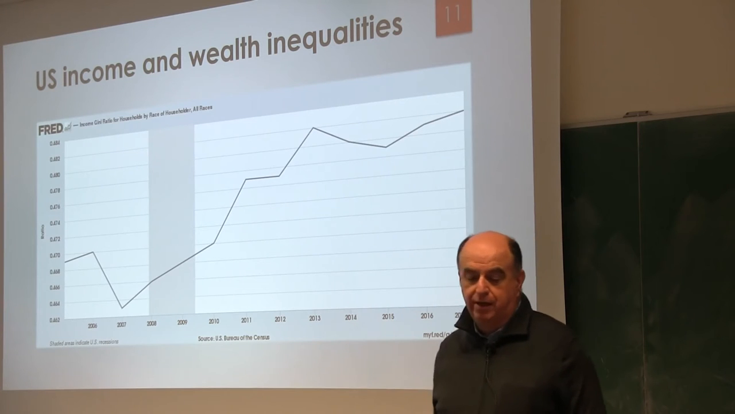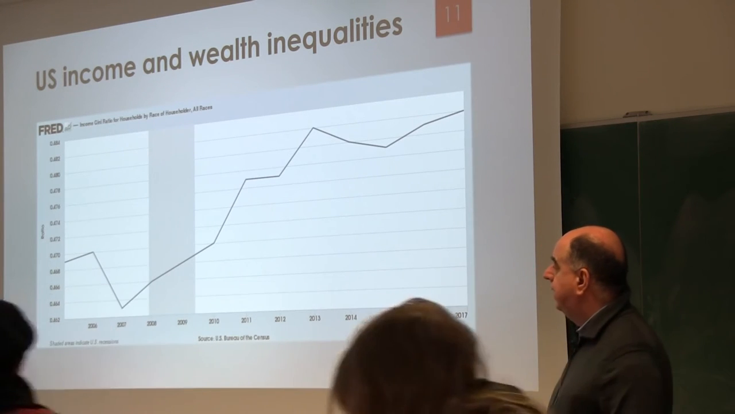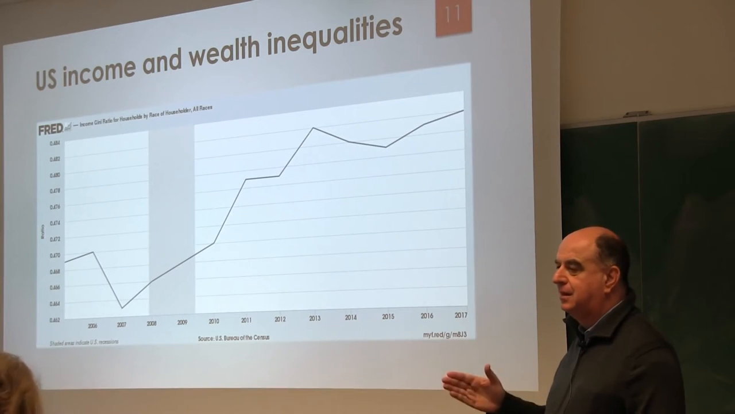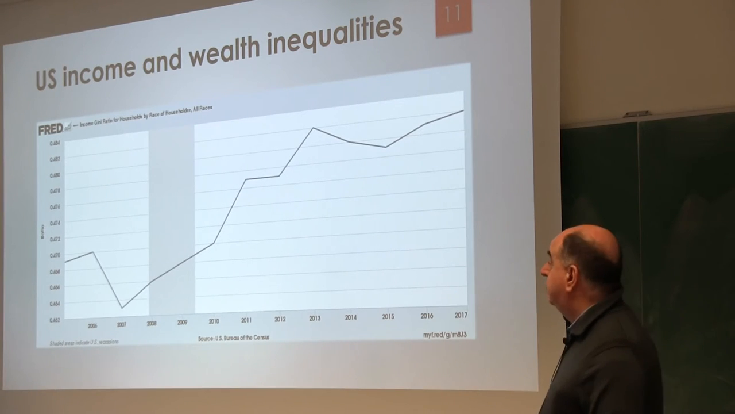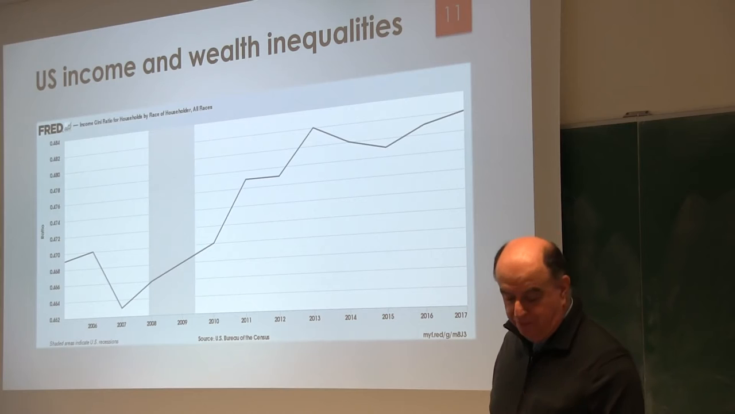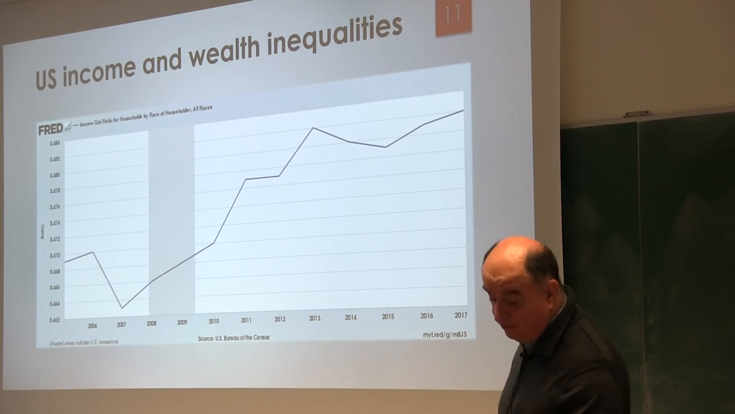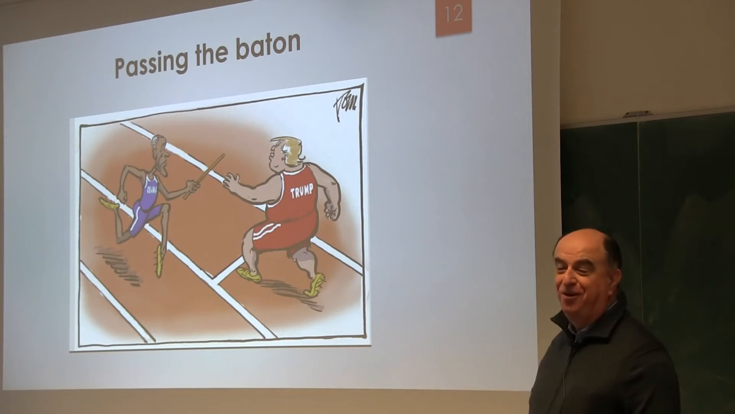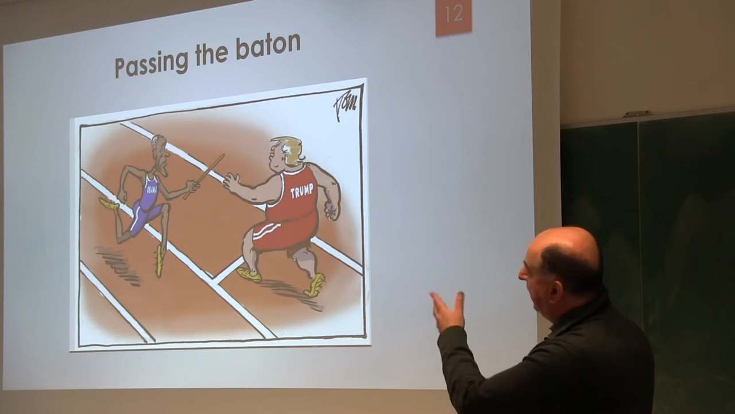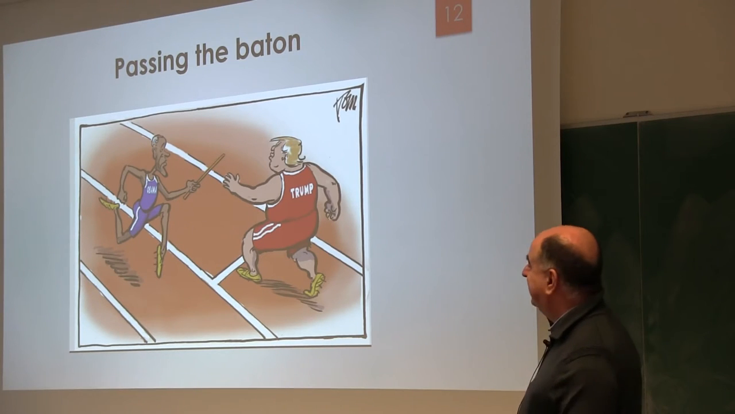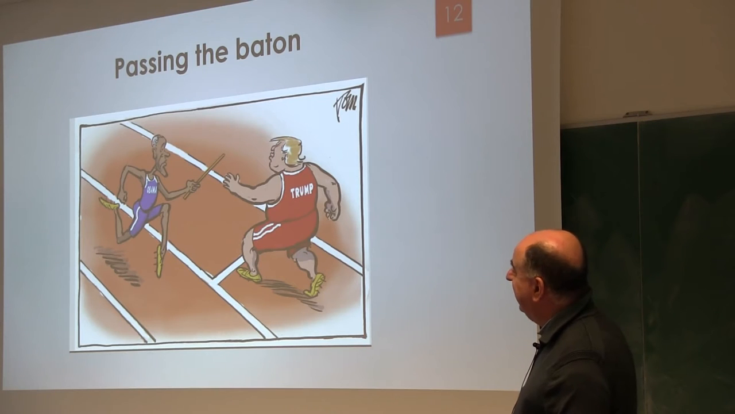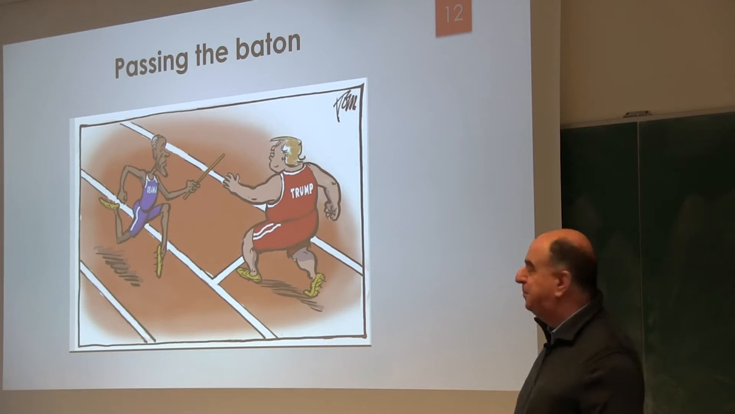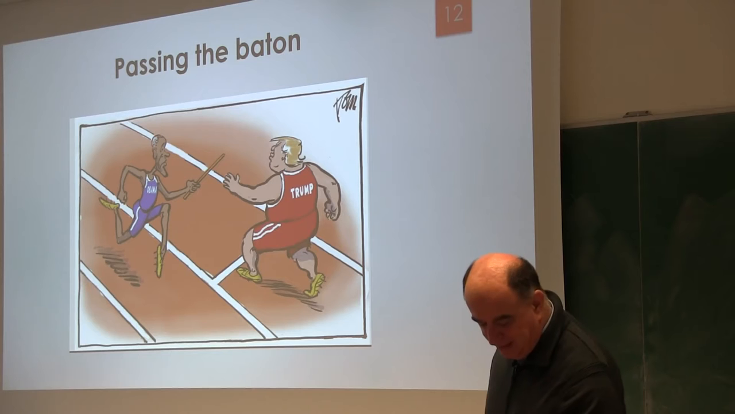That is related mostly to the repeal, as I said, of the tax cuts for the rich that President Bush had introduced, and the increase in the minimum wage in a number of US states, but not at federal level, so not in all the states. And after, passing the baton: President Obama didn't expect to pass the baton to President Trump, but it happened. As you can see, I think the cartoon showed it quite well, President Trump intended to take a completely different direction, and that is what happened.